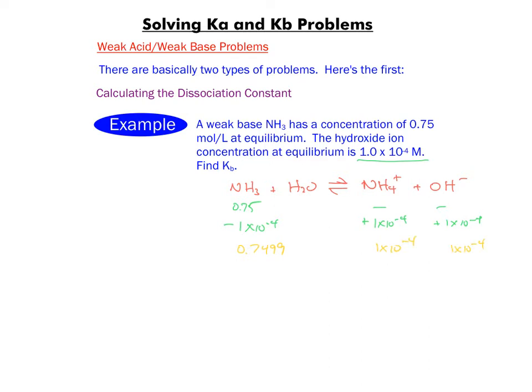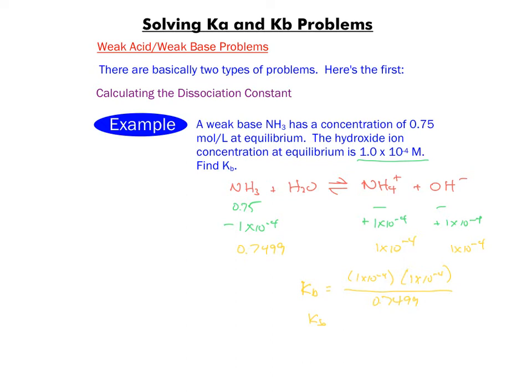And now, in order to figure out the value of Kb, we know that Kb is going to be the product of the concentration of the products. So that's going to be 1 times 10 to the negative 4 times 1 times 10 to the negative 4, all over the concentration of ammonia, which is 0.7499. So we're going to go ahead and do that calculation here.